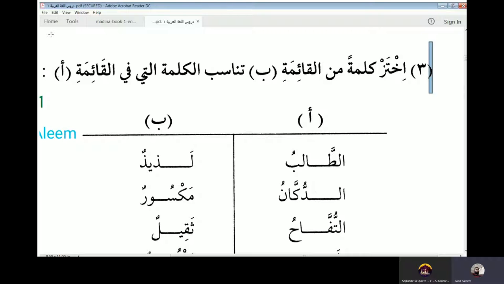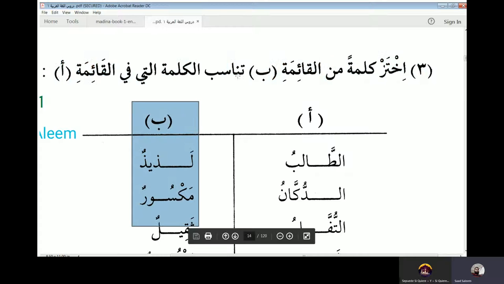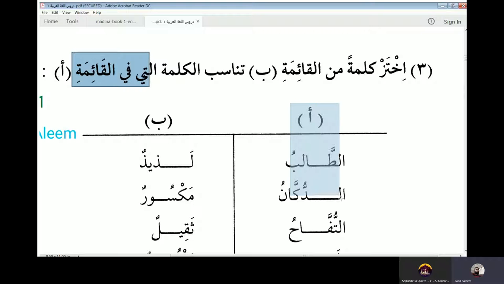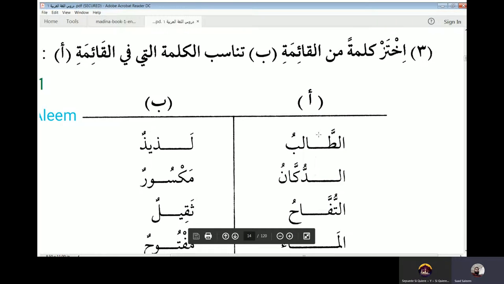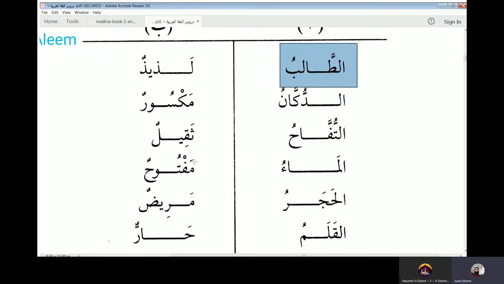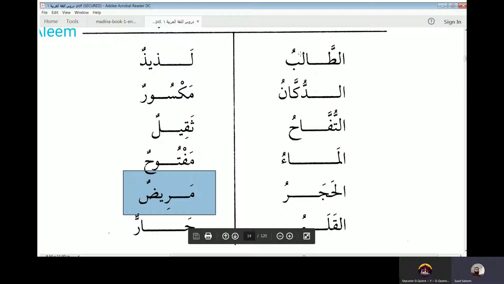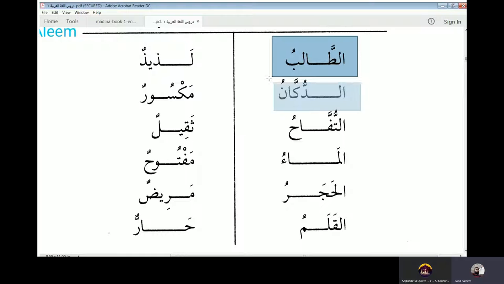Okay, then we have the question Ikhtar. Ikhtar means choose. Choose a word from column B which is related to the word which is in column alif. So basically you have to join the words. For example, you have the word at-talibu, so you will join it with the suitable word in column B, which is at-talibu marizun. The student is sick. Okay? Now join this word.